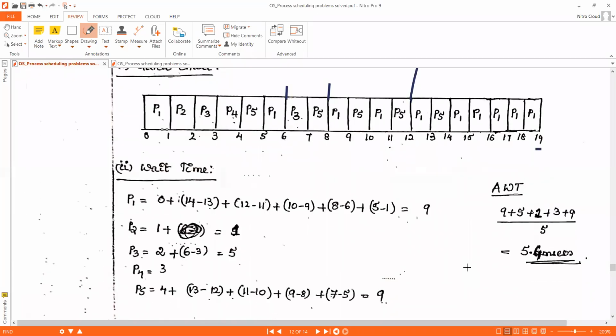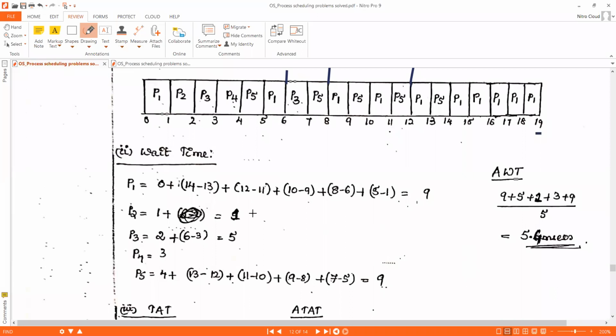Okay, this is how to find the waiting time now. Waiting time is process 1's first allotted time minus its arrival time.